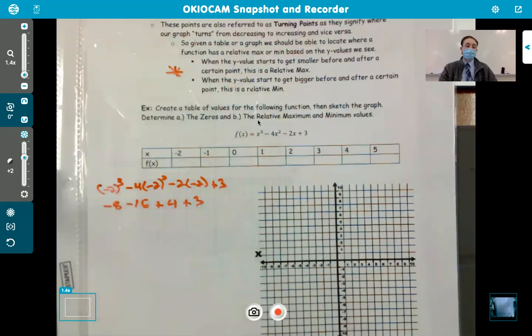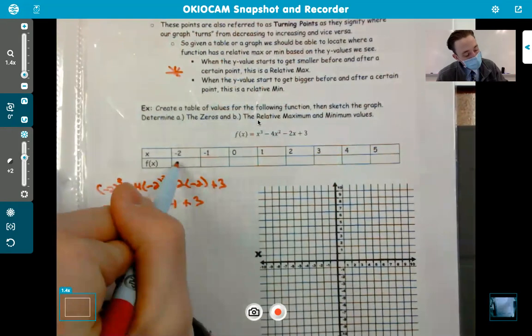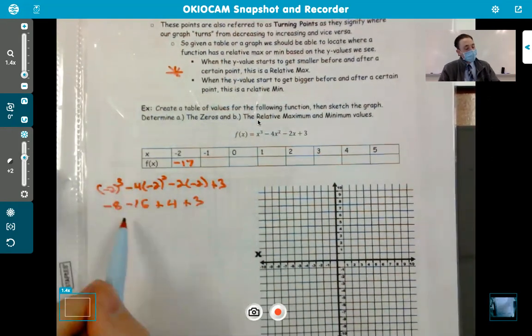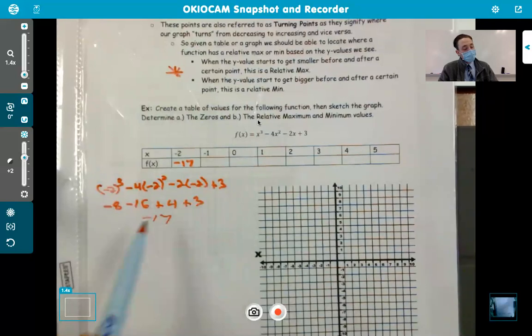What would be my Y value? So somebody help me simplify this from here. I did the first step for you. What would be my Y value after I plug in -2? -17. -17, good. -8 minus 16 is -24, plus 7 gives me the -17.